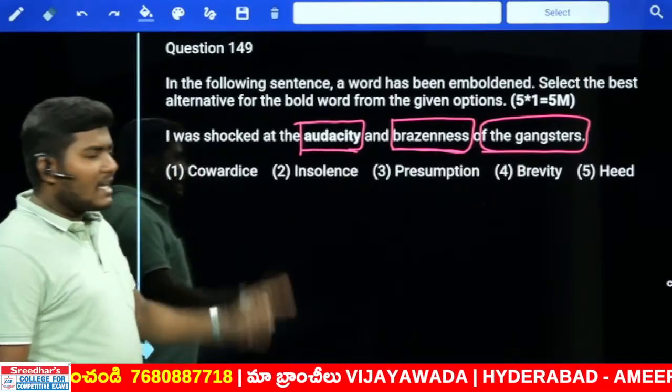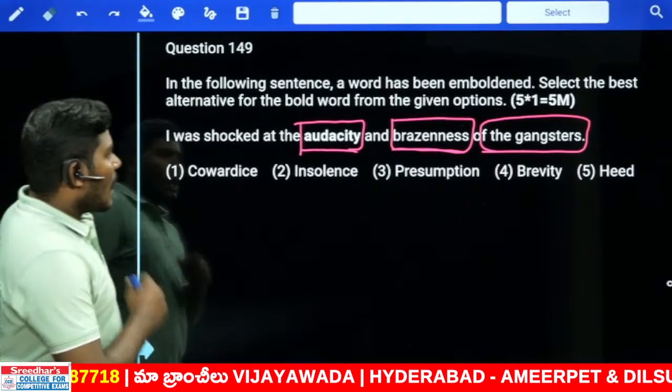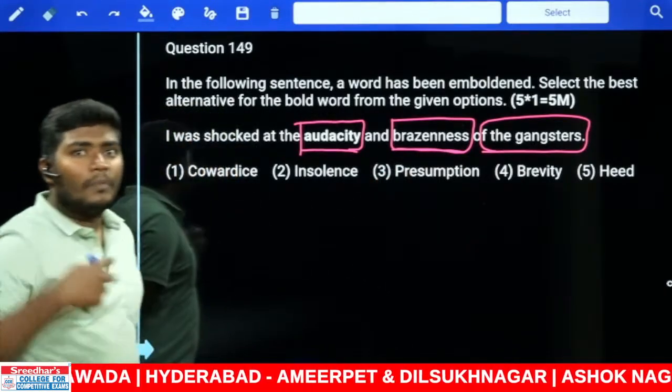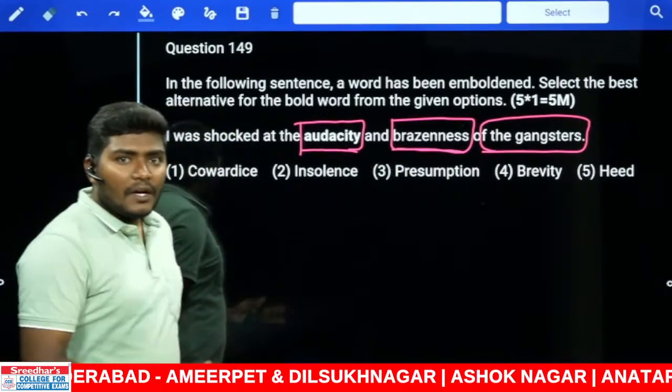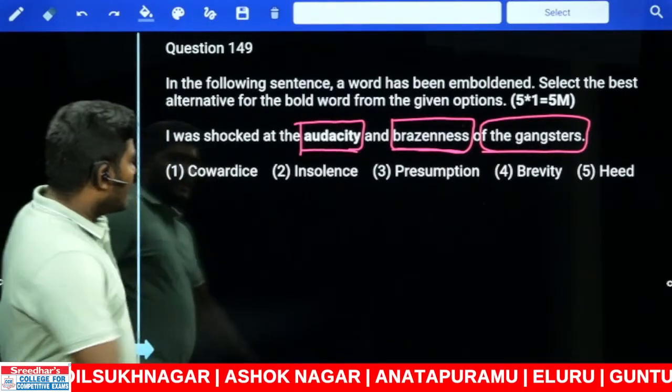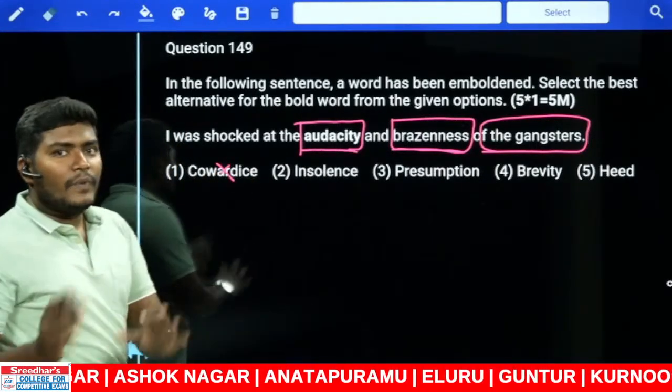Can you pick one answer? Cowardice. We are not speaking about cowardice. Brazenness is nothing but being too aggressive. Being extremely aggressive is called brazenness. Those people are ready to attack even. So it's not cowardice. Cowardice is somebody who is weak, right?